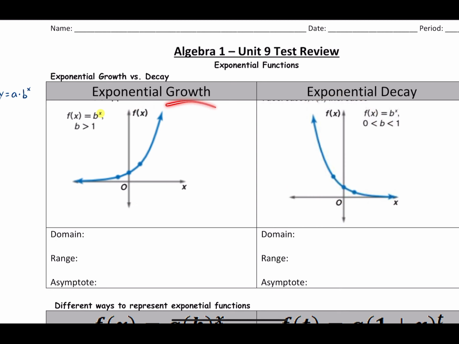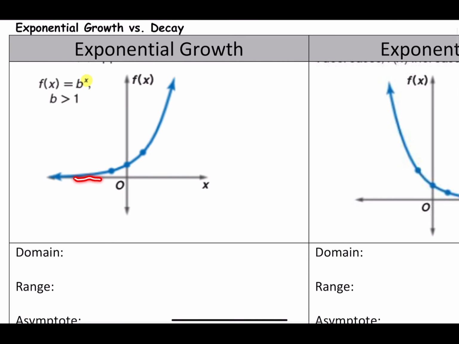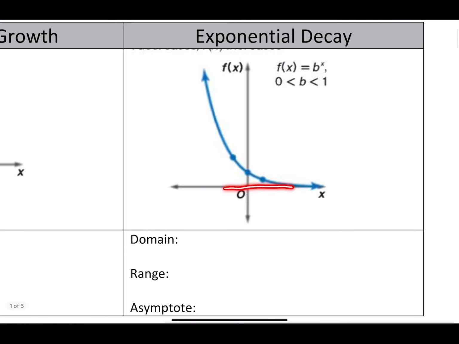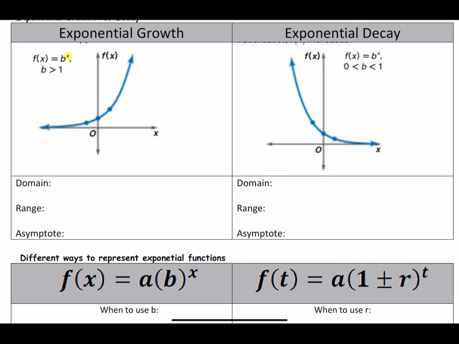How do I know it's growth? As this graph is going to the right, as x is getting bigger, f of x is going up. It is growth. Whereas in decay, as x is going to the right, as x is getting bigger, y is just getting closer and closer and closer to the x-axis, 0. So it's decaying.